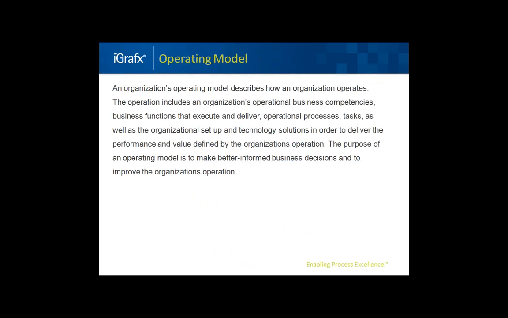A business model includes everything from the business. An operating model, well, as actually the word says, it describes how an organization operates. So everything of the operation should be in an operating model. So this includes the organization's operational business competencies, the business functions, all the different resources, the roles, the actors, the processes, the tasks, as well as obviously the organizational setup and the technology that supports those solutions.